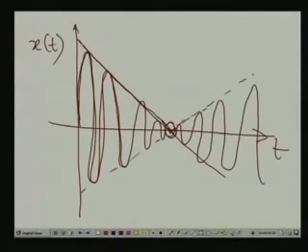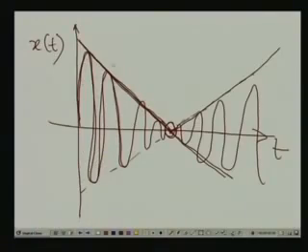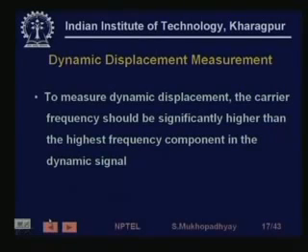If you now feed it to a phase sensitive demodulator, then the phase sensitive demodulator will actually extract this wave and show whether the motion is like this or like this, right. The only thing is that for the phase sensitive demodulator to work well, the frequency of the sinusoid must be much higher than the rate at which this changes, right. Then demodulation becomes easy. So, to measure dynamic displacement, the carrier frequency should be significantly higher than the highest frequency component in the dynamic signal.